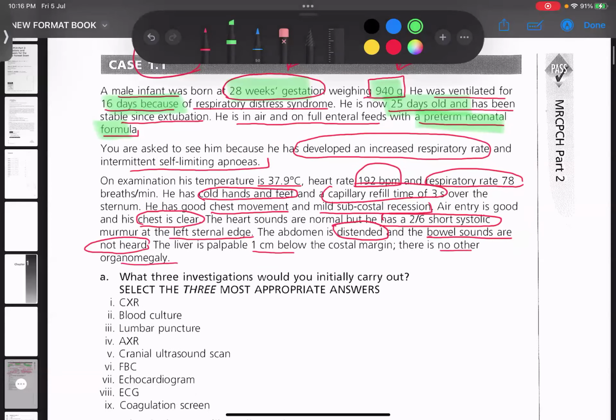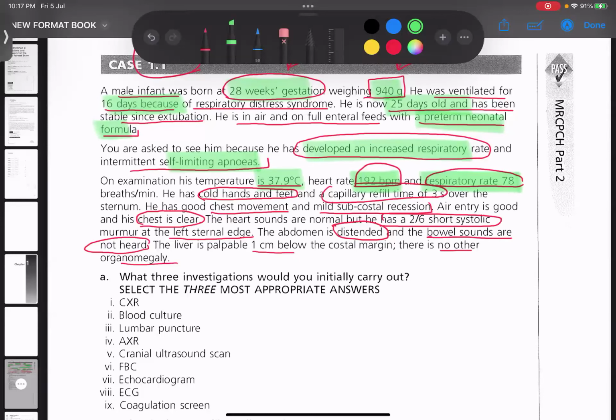So it was completely fine. He is in air. That means no ventilation required. Now he's completely fine. But right now, 25 days after his birth, he has come to you with increased respiratory rate and occasional apnea. On examination, what do you find? The temperature is slightly above normal. 37.6 is normal. This is 37.9 degrees Celsius. There is tachycardia and tachypnea.